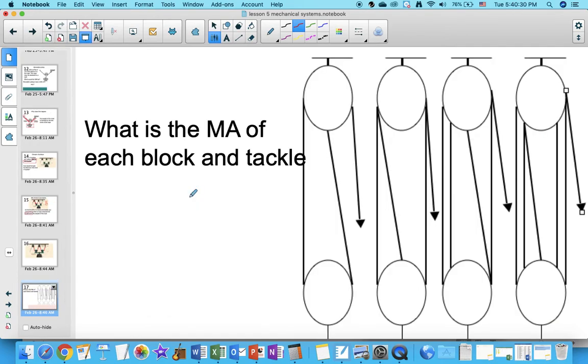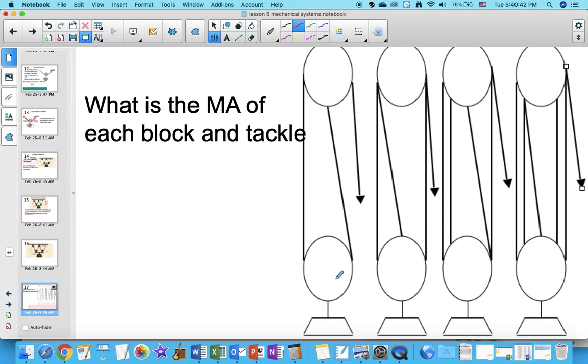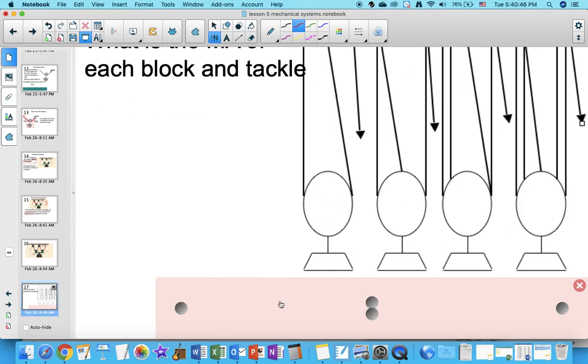So, practice. What is the mechanical advantage of each block and tackle? Again, we're pulling on this rope. Okay, we're pulling on this rope. So, the load is down here. So, we have 1, 2. So the mechanical advantage of this one should be 2. Well, 2 to 1 would be the ratio, but you could say 2.